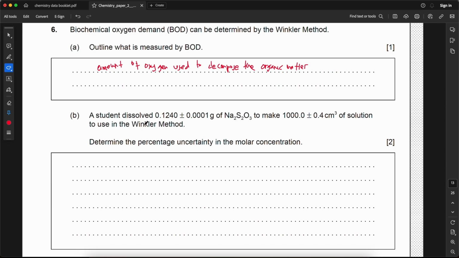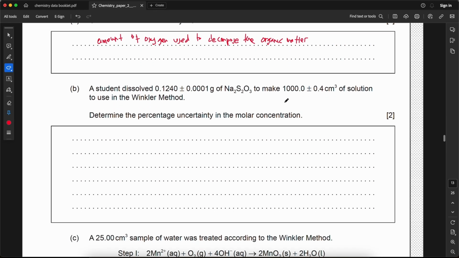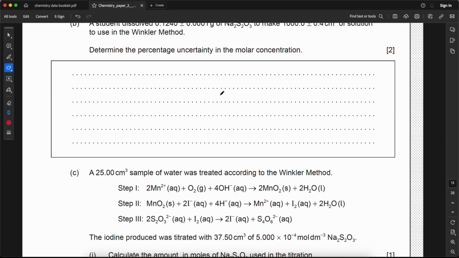A student dissolves 0.1240 grams, the uncertainty is 0.0001 gram, of sodium thiosulfate to make 1000 centimeter cube, with 0.4 as the uncertainty, of solution to use in the Winkler method. Determine the percentage uncertainty in the molar concentration.